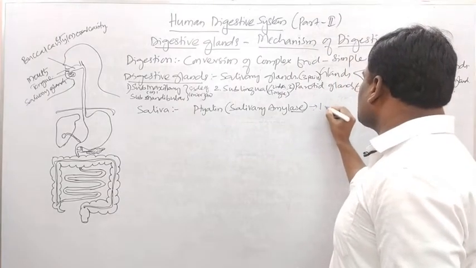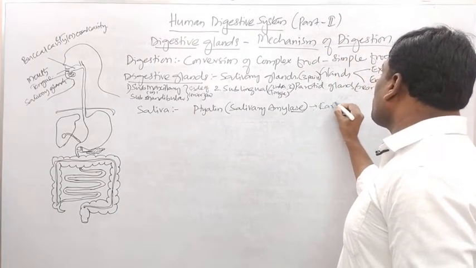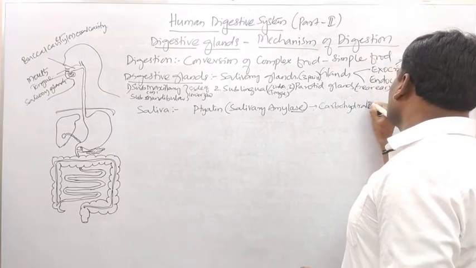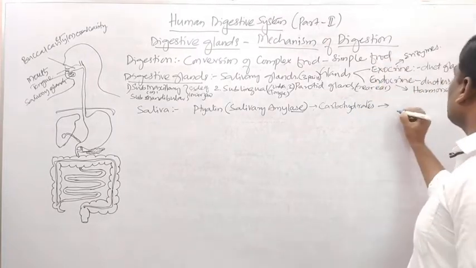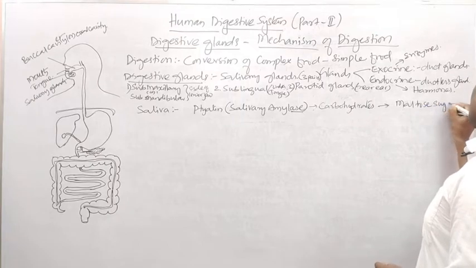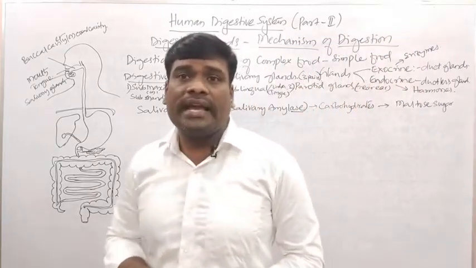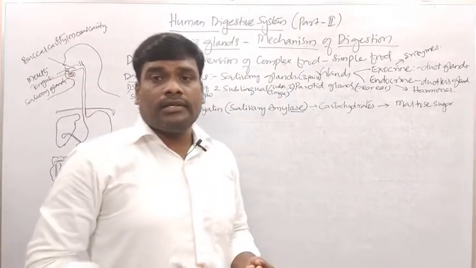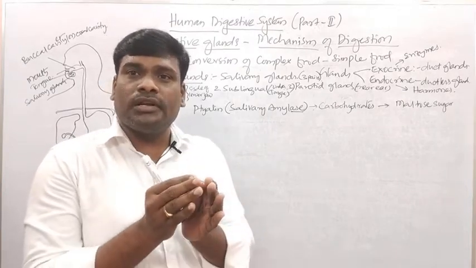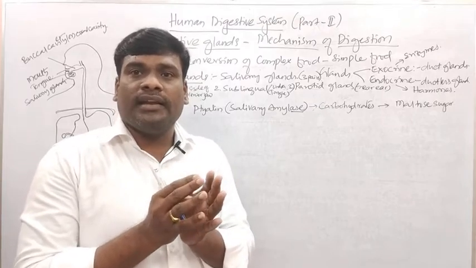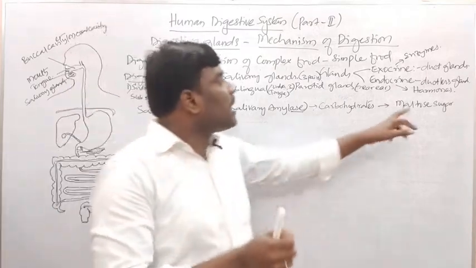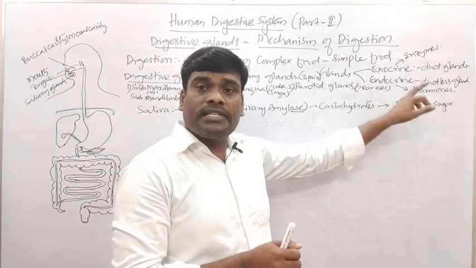It will digest carbohydrates and convert carbohydrates into maltose sugar. And maltose sugar is a disaccharide, children. Saccharide means what? Sugar. Disaccharide means what? Two sugars. That means a sugar with two molecules, right? So it is not a simple one. It consists of two molecules of sugar. Got it?